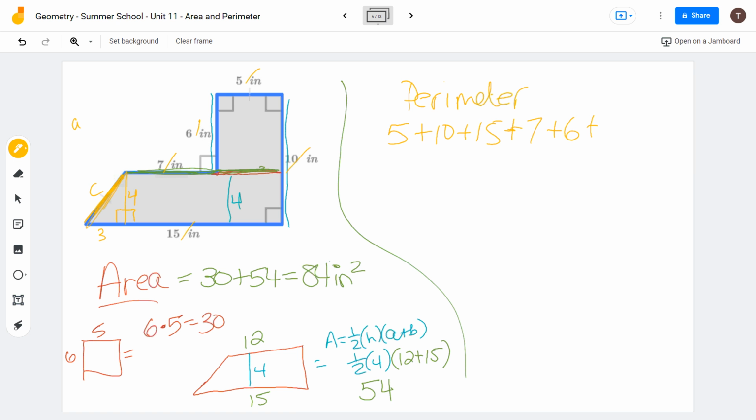So I could do a squared plus b squared equals c squared, which would be 3 squared plus 4 squared equals c squared. I would eventually get 5 for my hypotenuse using the Pythagorean theorem. So now I would need to add that into my perimeter. So 5 plus 10 plus 15, 5 plus 10 is 15, plus 15 is 30, plus 7 is 37, plus 6 is 43, plus 5 is 48 inches. So that would be my perimeter.